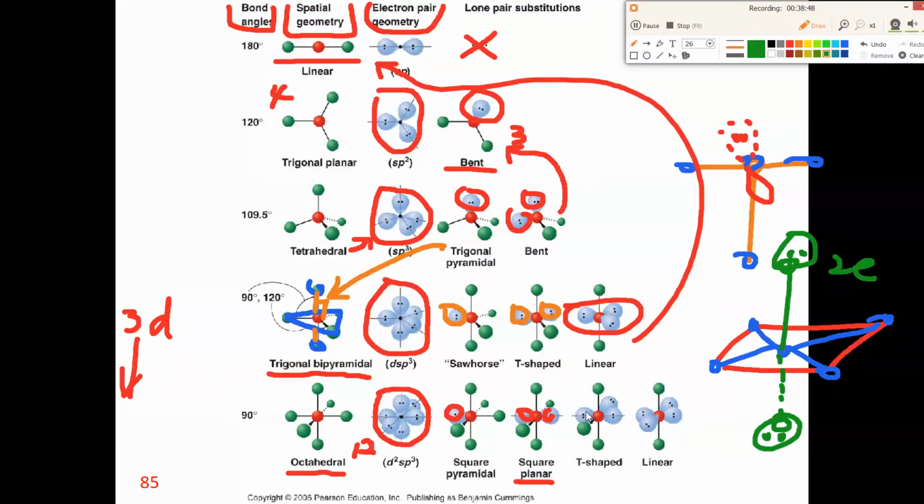If we have 3 lone pair electrons, it's going to become T-shape. If we have 4 lone pair electrons, it becomes linear, same as this. However, there's 4 lone pairs there.